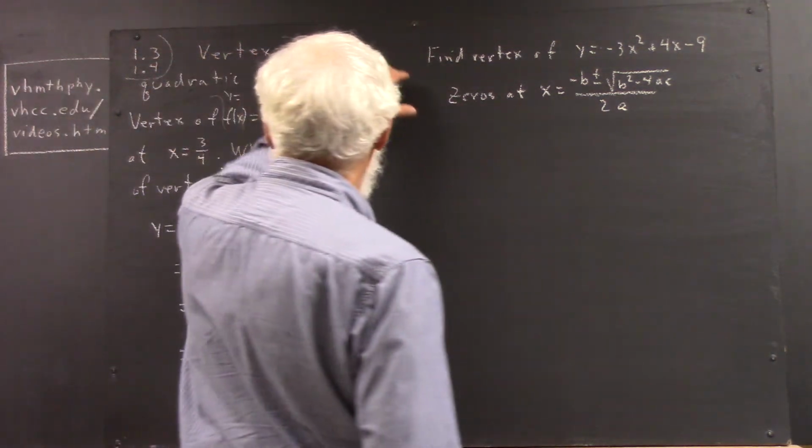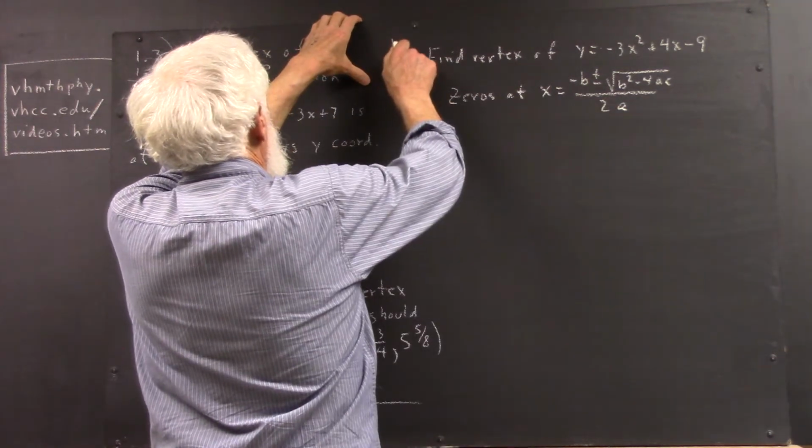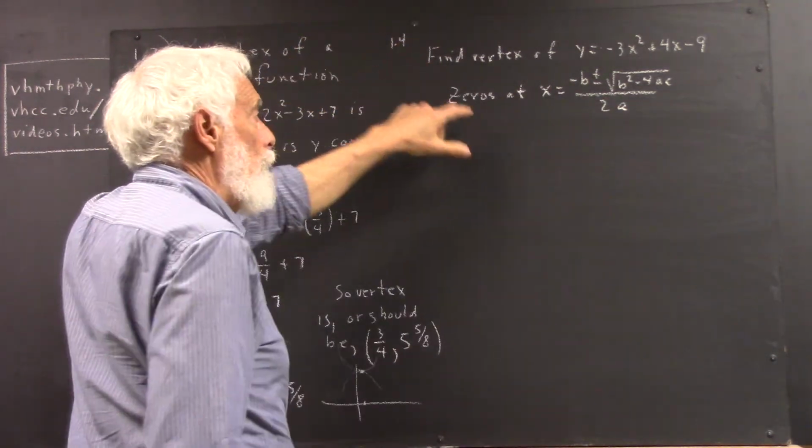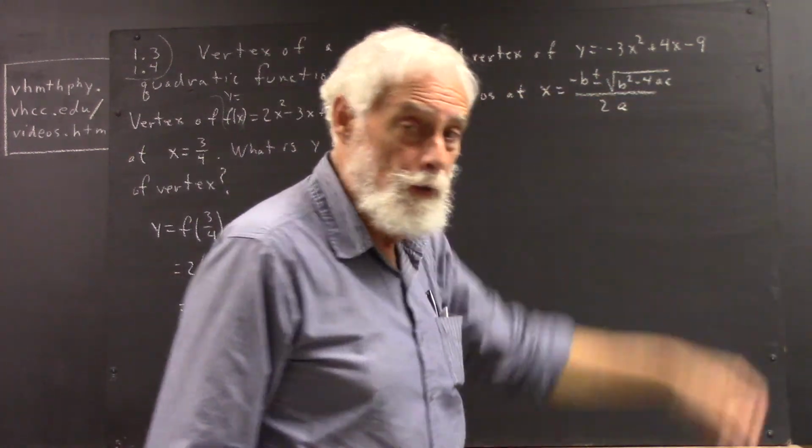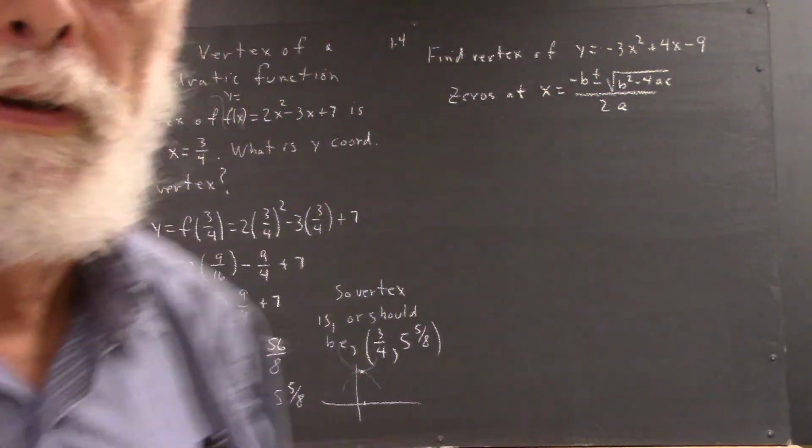Okay, well, this would be 1.4 here. So we're going to go on to this. We're going to find the vertex of this function, and that's going to take just a little bit of explanation.